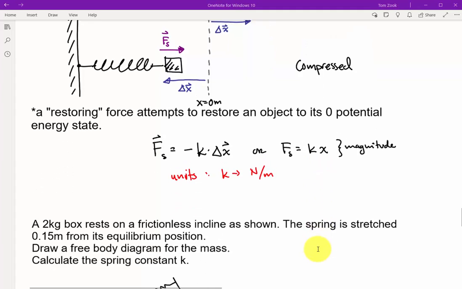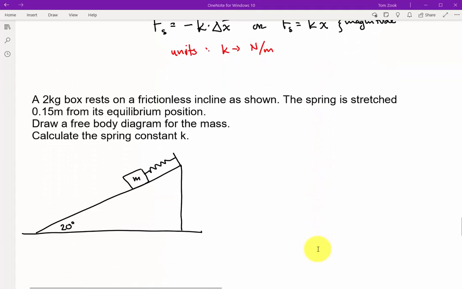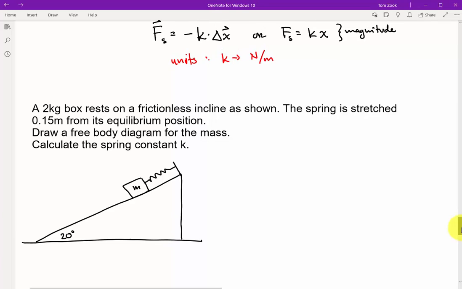Let's try that. So here we have a problem. A 2 kilogram box rests on a frictionless incline as shown. The spring is stretched 0.15 meters from its equilibrium position. If there is no mass attached, it would hang out someplace. But because there is a mass attached to it, it's hanging out a little bit further away from that location. So maybe the equilibrium position is right here, and it's stretched out a little bit. The free end of the spring is not at the equilibrium position.